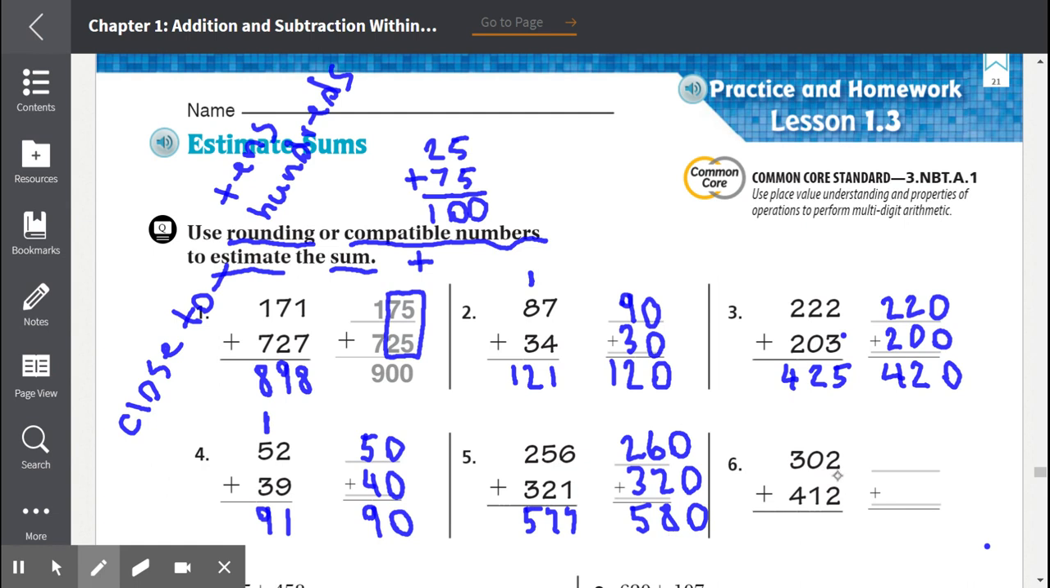302 plus 412. 302, if we're rounding to the nearest tens, it becomes 300. 412, if we're rounding to the nearest tens, becomes 410. But let's round this one to the nearest hundred. So 302 rounded to the nearest hundred is 300. And 412 rounded to the nearest hundred is 400.